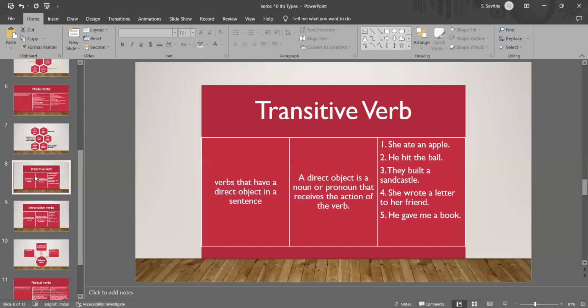Yes. So like that, she wrote a letter to her friend. He gave me a book. The same is applicable for the remaining two sentences. So here it is very important to note that not all verbs with direct objects are transitive verbs. Some verbs that have direct objects in some sentences can be used as intransitive verbs in other sentences, but they do not have a direct object.